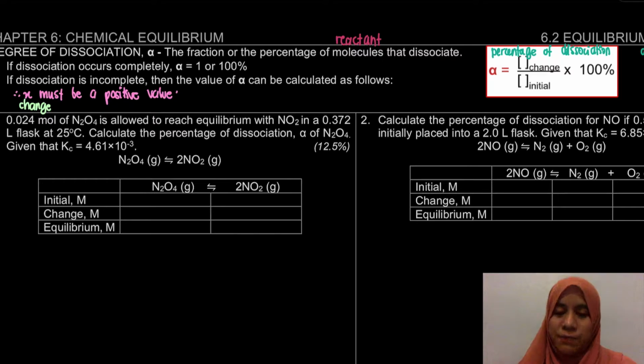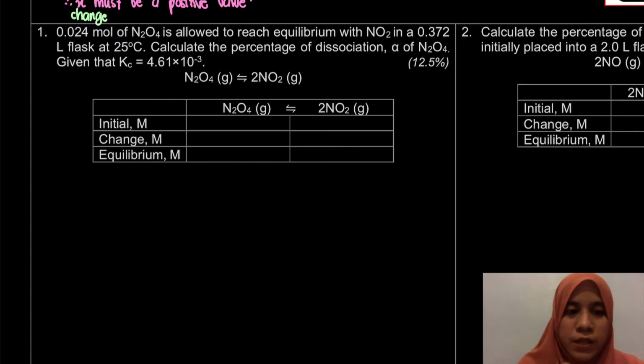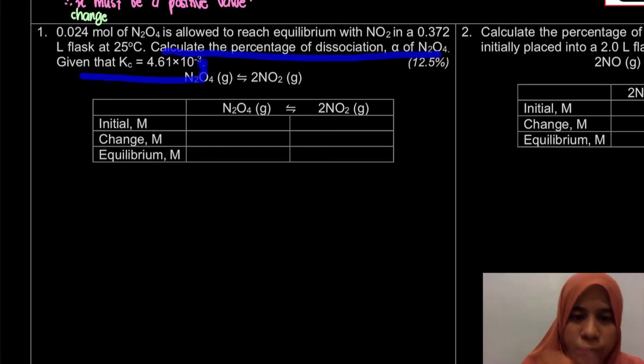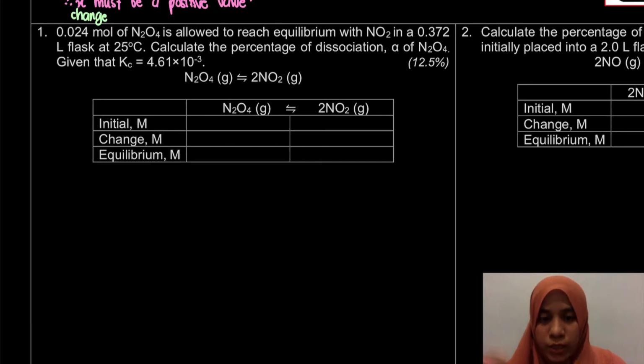Okay, so let's look at the question itself. Question 1: 0.024 mole of N2O4 is allowed to reach equilibrium with NO2 in a 0.372 liter flask at 25 degrees Celsius. Calculate the percentage of dissociation, given that Kc is equal to this value. Again, in this case, remember, the information given is only our reactant, N2O4. Don't forget that in our table, what we want is our equation and then the ICE: initial, change, equilibrium.